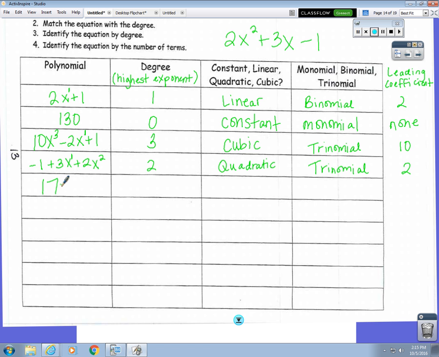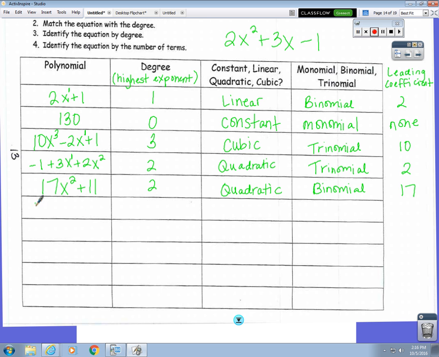Alright, 17x squared plus 11. What is the degree? 2. What does that make it? Quadratic. And then how many terms does it have? 2, which makes it a binomial. What is the leading coefficient? Right, it's already in standard form because the exponents go from the highest to the lowest, because that one doesn't have one. And so 17 is your leading coefficient.